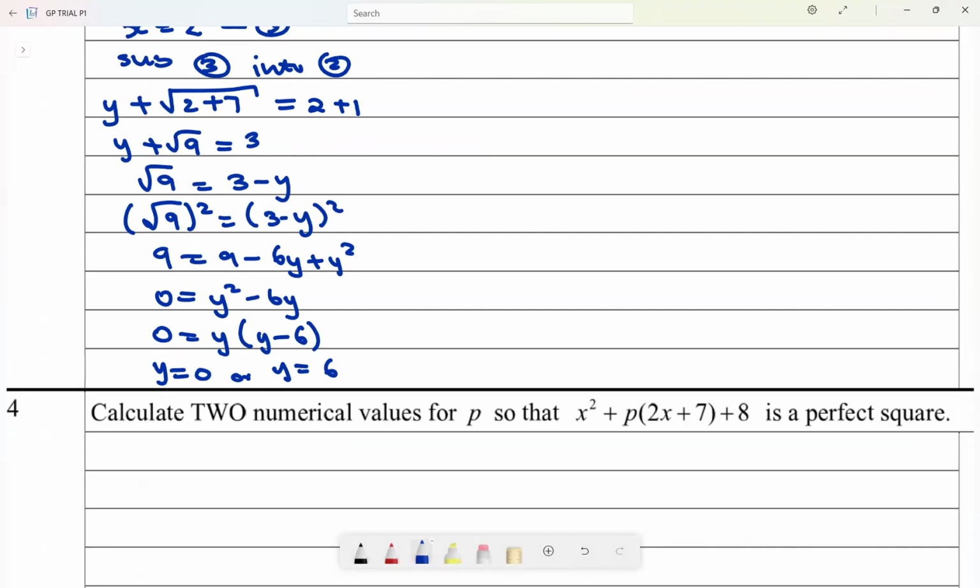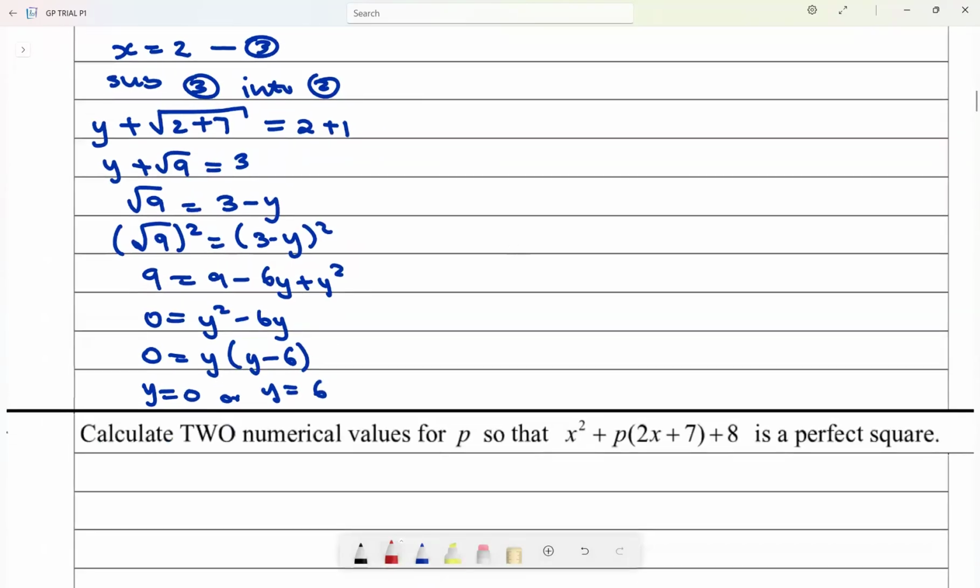But now we need to check. Remember, every time we have a square root of something, we need to check if they satisfy the condition. Because can you see, we only have one value of x. So I want to believe there should be one value of y. Let's check. If I come to this portion here and check when y is equal to 0, we have y plus square root of 9, 0 plus 3 is equal to 3. So this is a solution, it's fine.